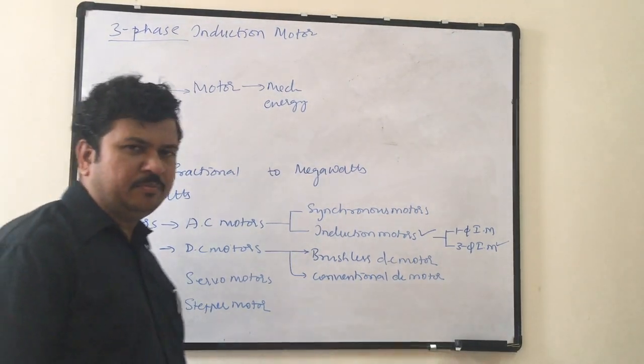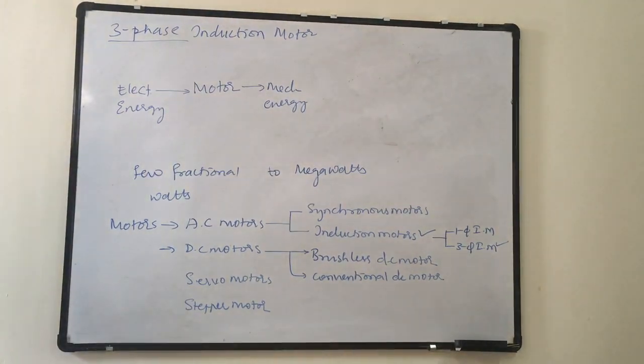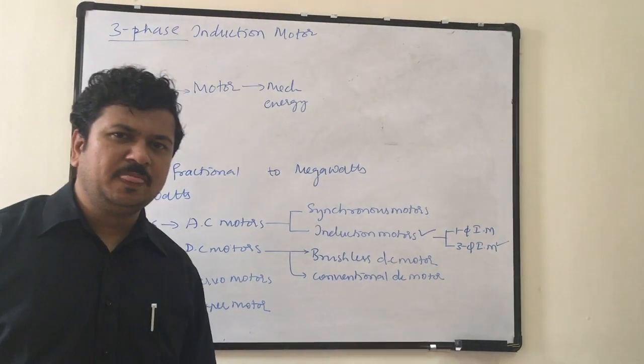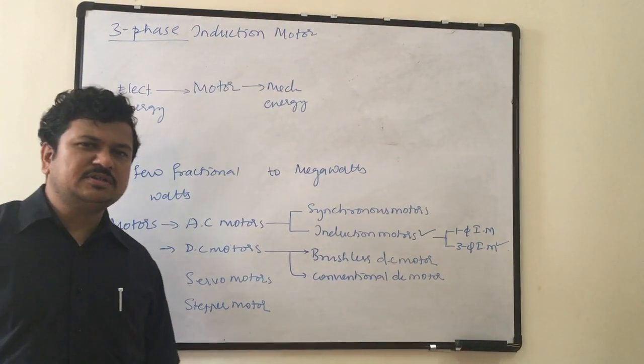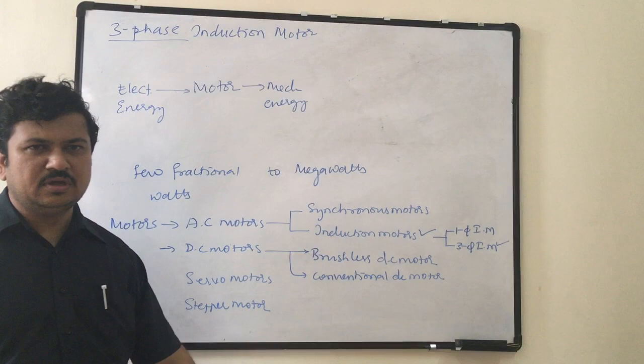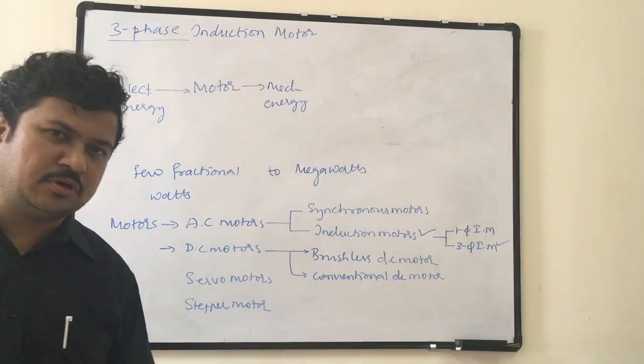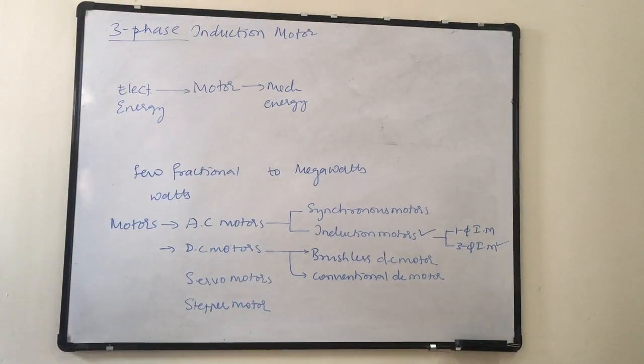Like I told, the water pump motor that we have in our house is a single phase induction motor. The ceiling fan is a single phase induction motor, whereas the table fan is not an induction motor. Table fan is a universal motor. It comes under DC motor. DC series motor is called a universal motor. So with this classification of motors, we will go into the induction motor.